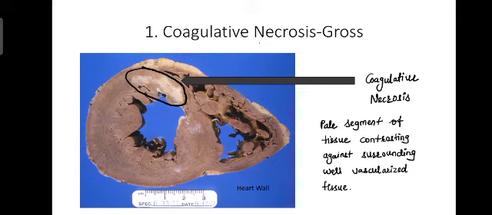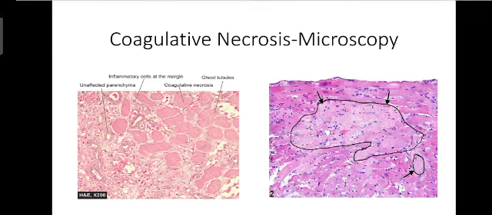Here the section of the heart wall shows coagulative necrosis, which is a pale segment of tissue contrasting against the surrounding well vascularized tissue. In microscopic examination of coagulative necrosis, cells appear to have the same outline but no nuclei. The nucleus is lost and there is cytoplasmic hypereosinophilia, which is seen in the marked area in this picture.